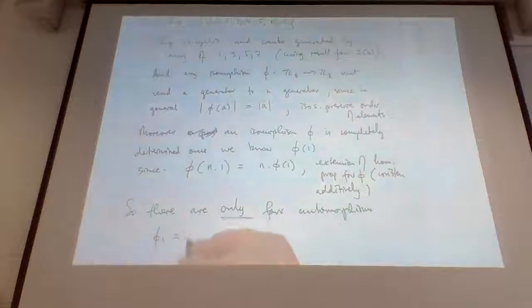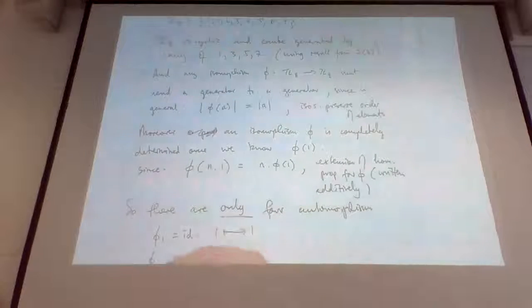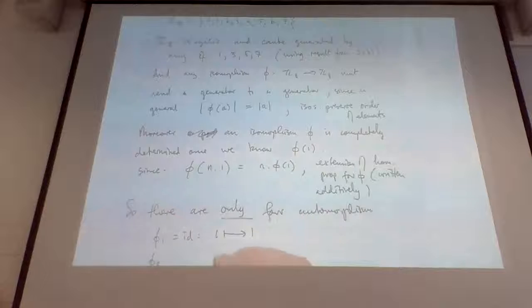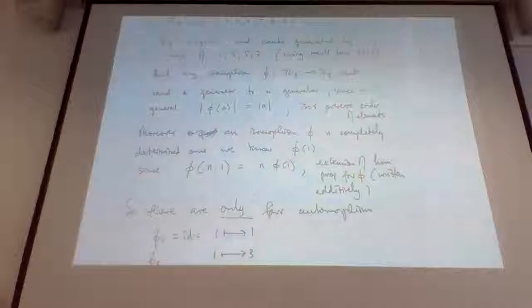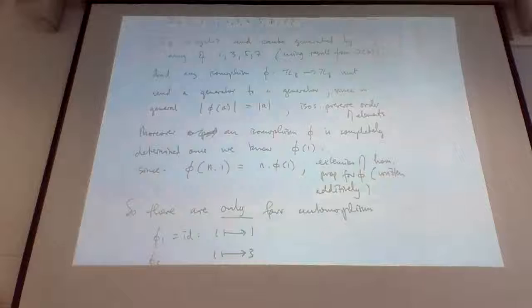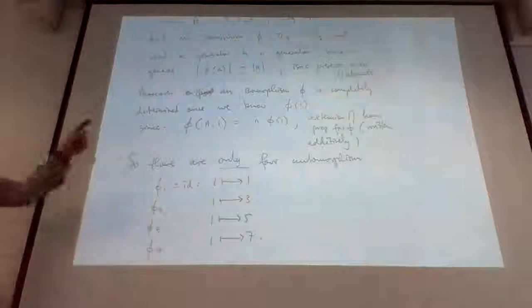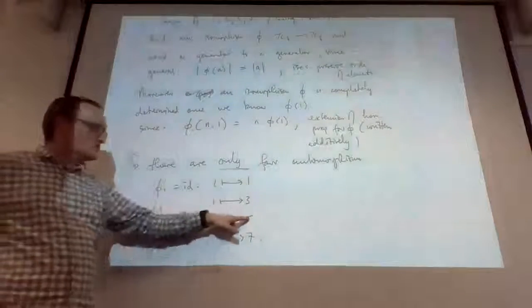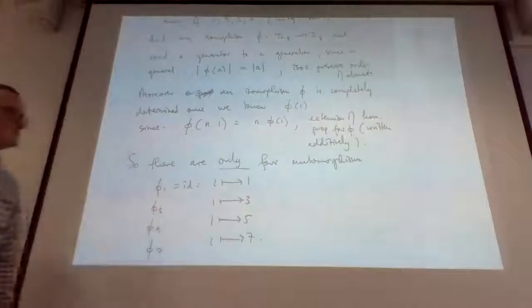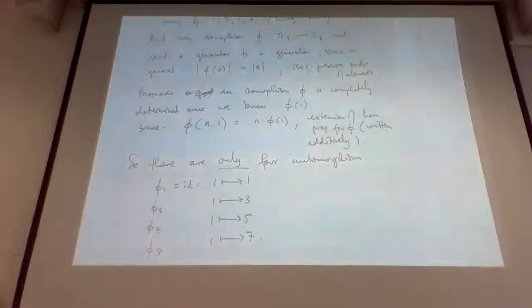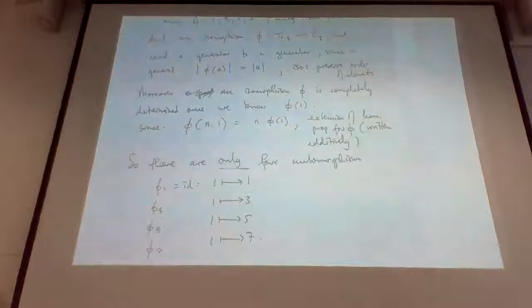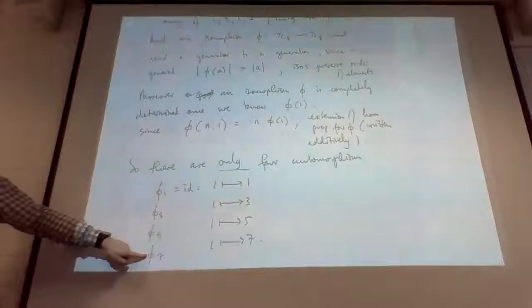Phi 1, which is the identity, sends 1 to 1. I'll label them as phi. There's one called phi 3 that sends 1 to 3, one called phi 5 that sends 1 to 5, and one called phi 7 that sends 1 to 7. Because the generator has to go to a generator, and once the value on the generator is chosen, all the other values follow. So you've got these four automorphisms.